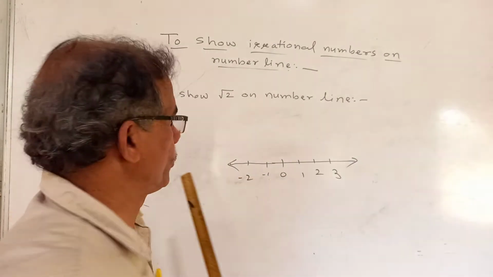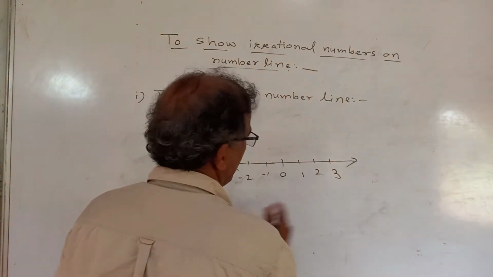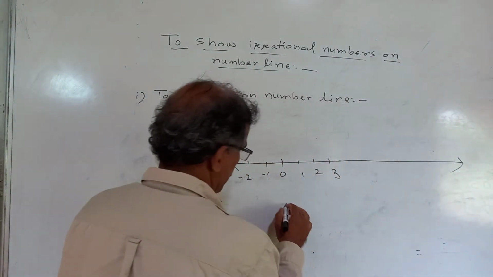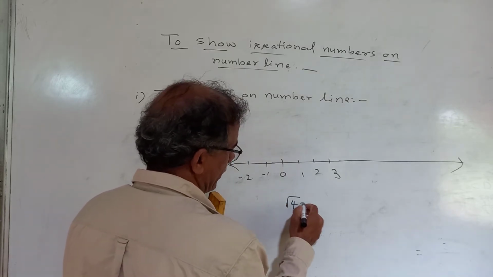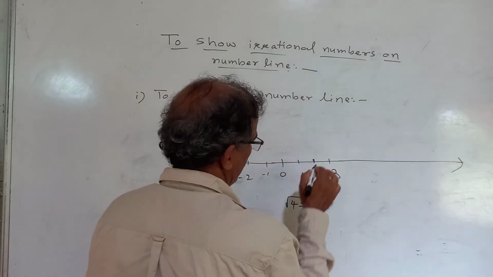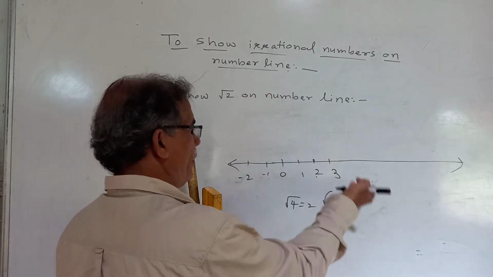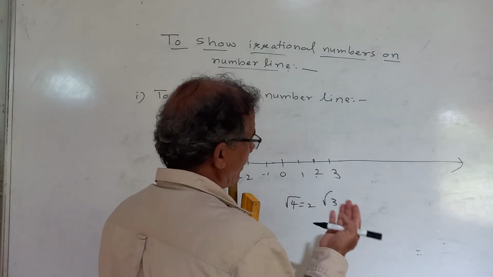But if you want to show an irrational number on this number line, how can you show it? Suppose you are asked, what is root 4? Root 4 is equal to 2 here, isn't it? But what is root 3 now? It will be after root 4... sorry, before root 4, means between 1 and 2. Like that you can guess.